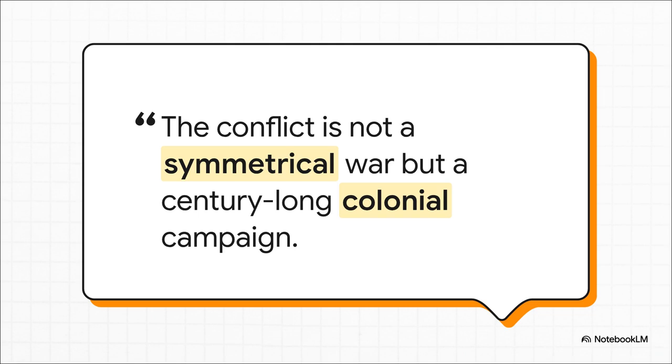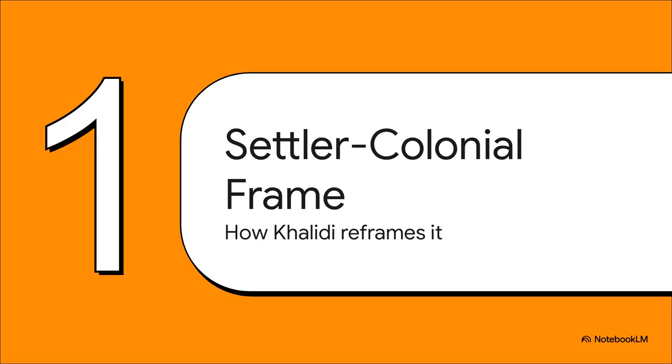And there it is. That's the core thesis, right there on the screen. To make sense of the last 100 years, Khalidi argues that you have to see it not as a war between two equal opponents, but as a colonial project. And that one single idea, well, it changes everything that follows. So, to really get a handle on the historical evidence the book lays out, we first need to understand the main concept that holds his entire argument together.